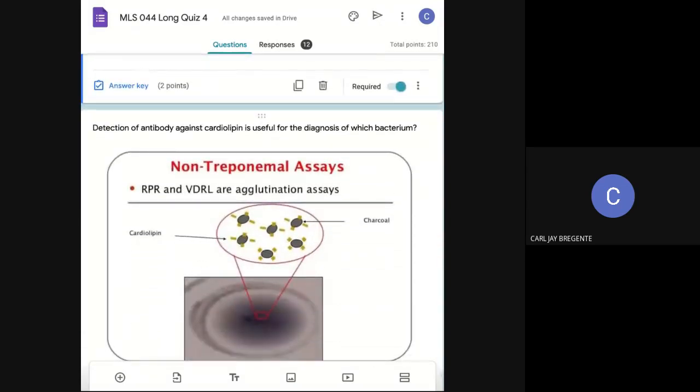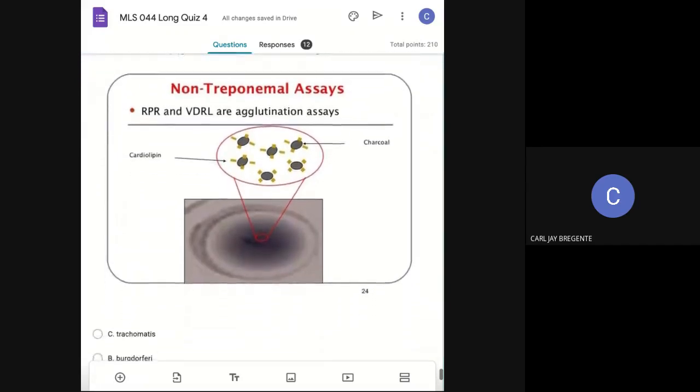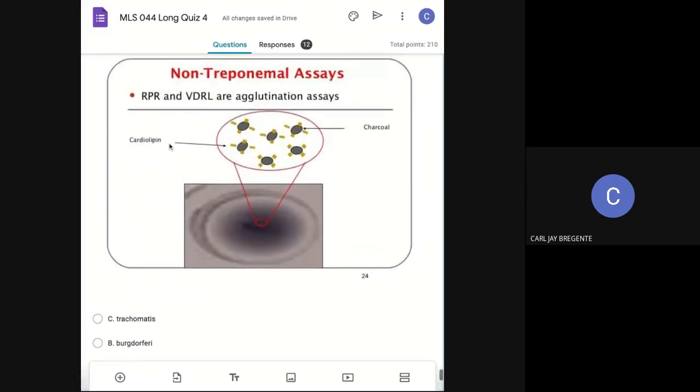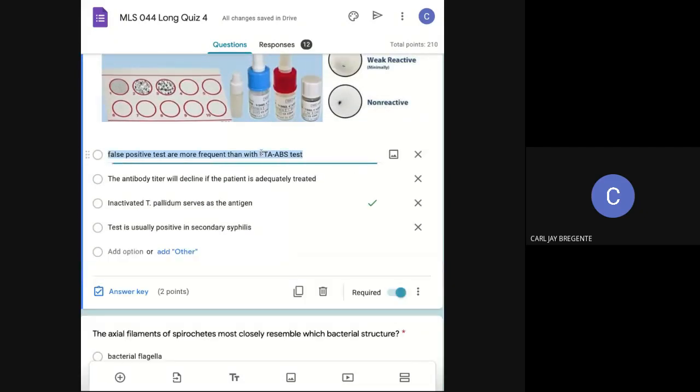Detection of antibody against cardiolipin is useful in the diagnosis for which bacterium? Again, as I said, this is for Treponema pallidum. So for Treponema pallidum, non-treponemal tests, you have your RPR and your VDRL. There are non-treponemal assays and there are also treponemal assays. They are different. The most specific is your FTA-ABS. Your FTA-ABS is the most specific treponemal test for Treponema pallidum or for syphilis.